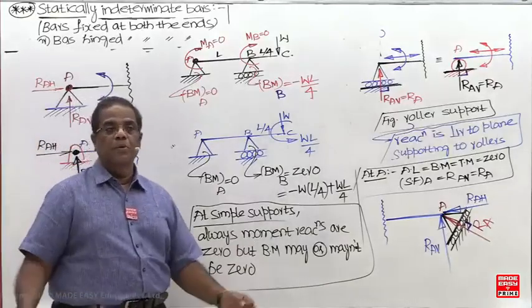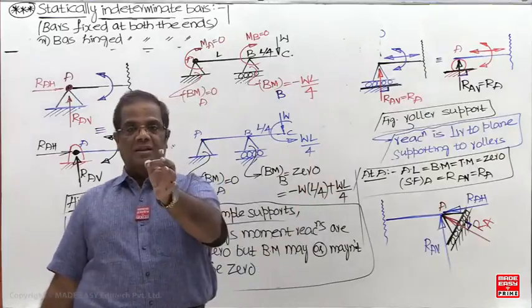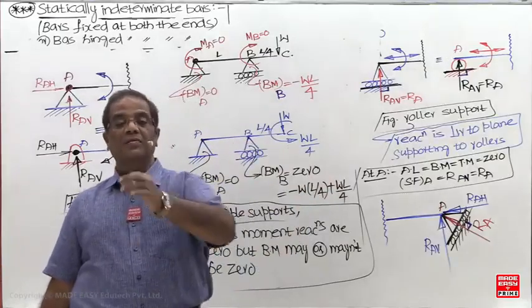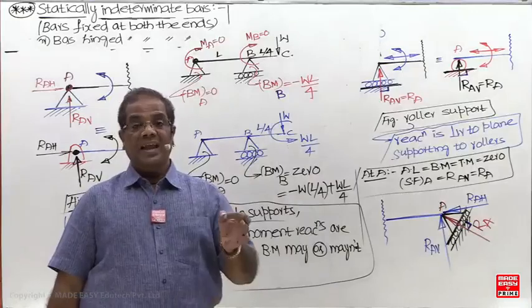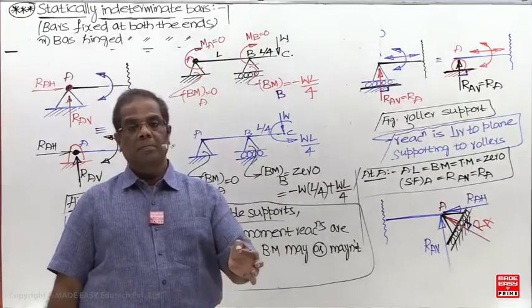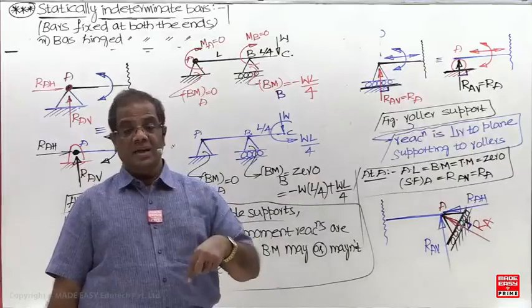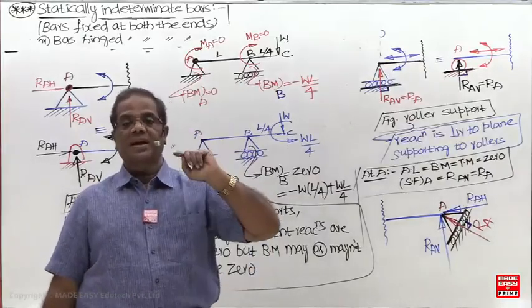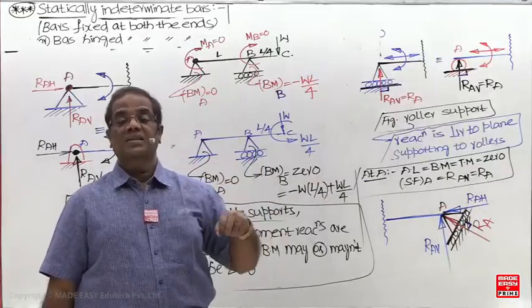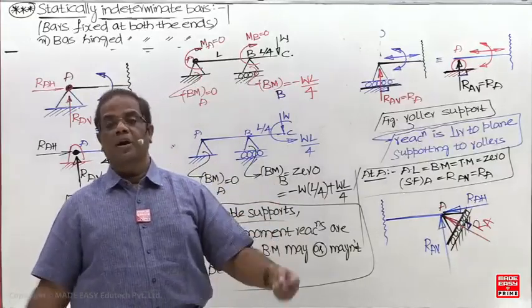That's why I mentioned that question: at simple supports, which of the statements are correct? The first statement is moment reactions are 0. Second, bending moment is 0. Third, moment reactions are 0 and bending moment is 0. And the last one is moment reactions are 0, bending moment may or may not be 0. What is the answer? The first statement is correct, moment reaction 0. The last statement is also correct, moment reaction 0 but bending moment may or may not be 0.